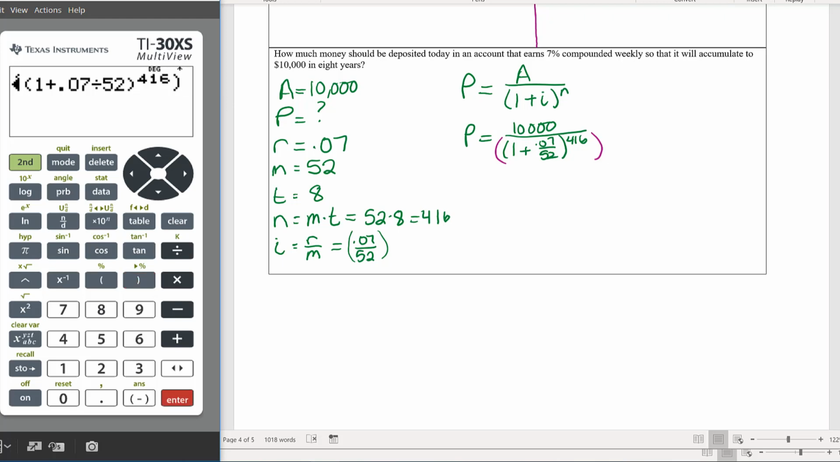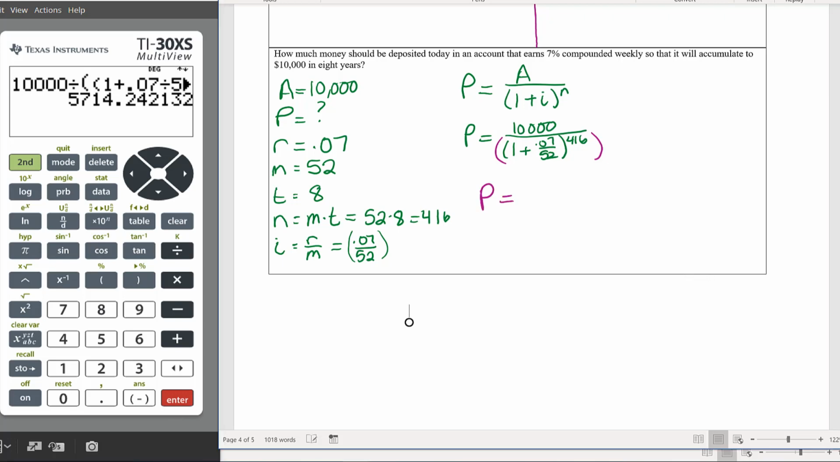And then I do the last purple parentheses. Now that I've typed that in correctly, I can hit enter, and this present value P is going to give me $5,714.25. I rounded up there because this is what we're going to need to deposit. If you round down to 24 cents, when you compound it, it's going to be really close to $10,000, but not quite.